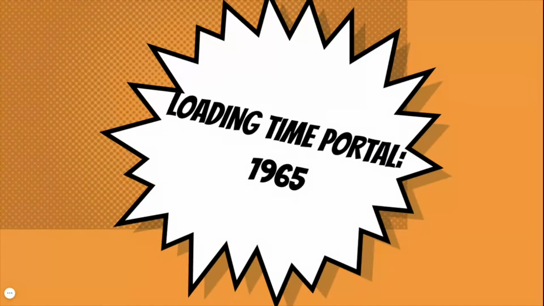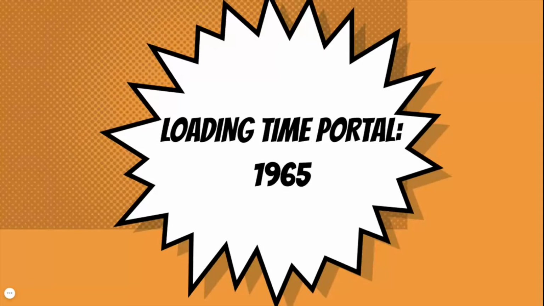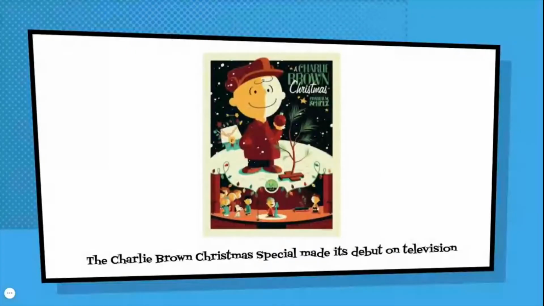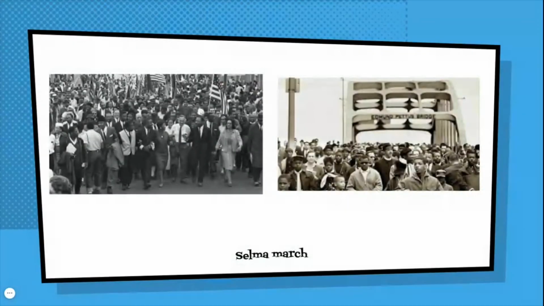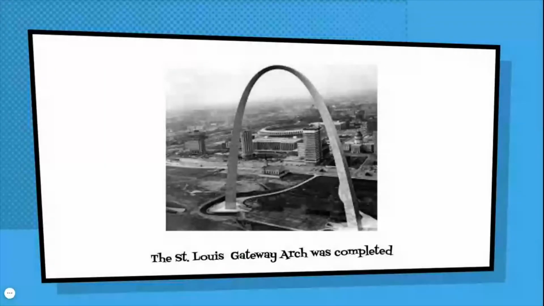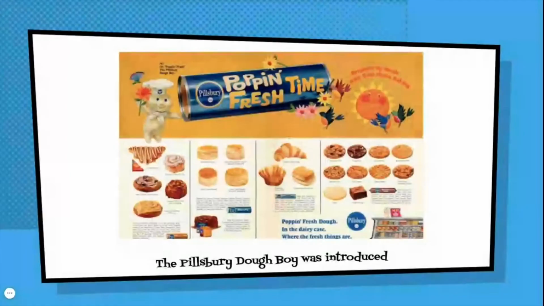All right, we're loading up to 1965, one of my favorite years. The Charlie Brown Christmas special made its debut on television. Martin Luther King and many other civil rights activists marched for several days from Montgomery, Alabama to Selma to advocate for voting rights. The St. Louis Gateway Arch was finally completed, and the Pillsbury Doughboy was introduced.